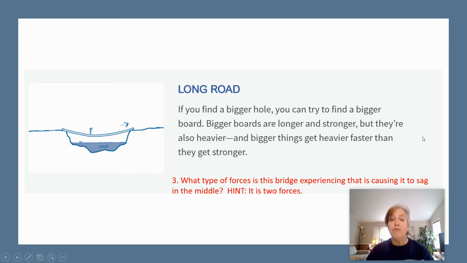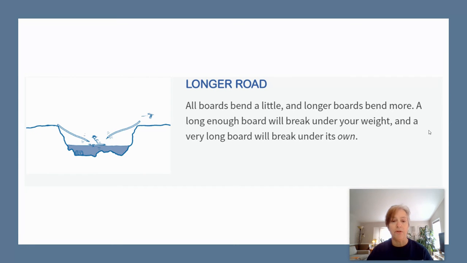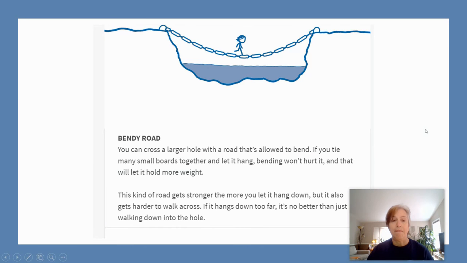Long road. If you find a bigger hole, you can try to find a bigger board. Bigger boards are longer and stronger, but they're also heavier, and bigger things get heavier faster than they get stronger. Longer road. All boards bend a little, and longer boards bend more. A long enough board will break under your weight, and a very long board will break under its own weight.